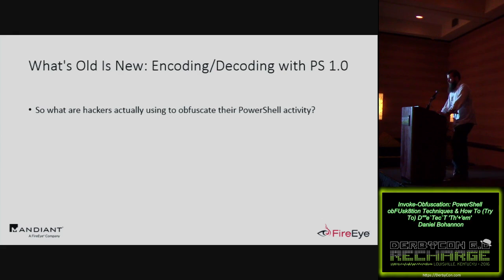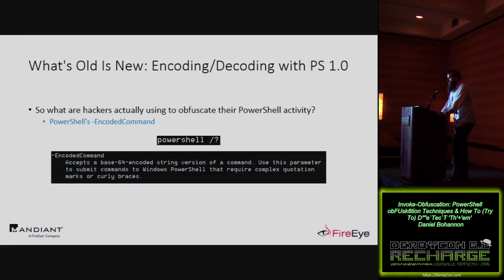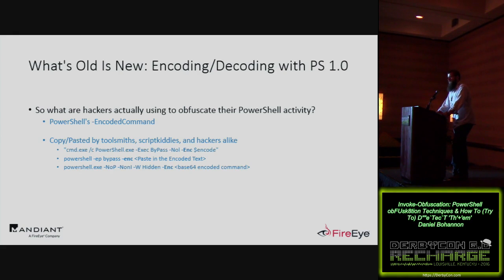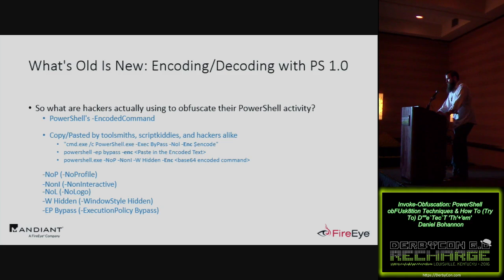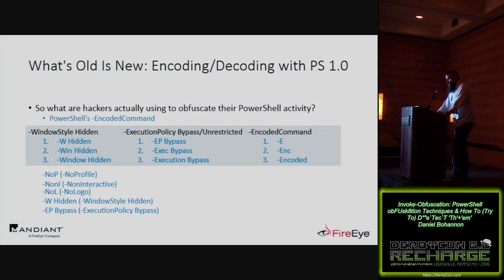So, encoding, decoding. What are hackers actually using to obfuscate their PowerShell activity? Well, for the most part, they're just using encoded command because PowerShell gives it to them. And they don't have to specify an IEX or an Invoke-Expression, that's automatically implied. So we see this in a lot of places, as well as these flags. Typically, a lot of the tools will generate payloads with the shortest possible flag to save space. If you don't have any indicators based on the ordering and spacing of these flags, you're missing out on some low-hanging fruit. So these are typically what we see, like W, win, window for window style, EP, execution policy, bypass, etc.